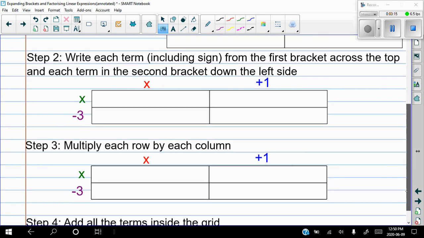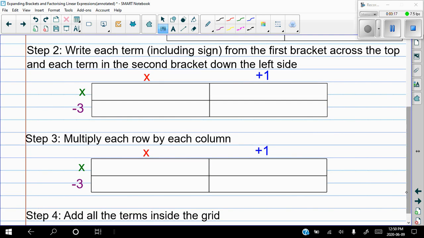So step 3, we're going to do our multiplication like we did last time. So where our row and our column meet, those two multiply. So we have x times by x, so we get x squared. Well, x times by 1 is 1x, or simply x. Then we have x and minus 3. So x times minus 3 is minus 3x. And lastly, just minus 3 times 1. Well, 3 times 1 is 3, and a negative times a positive is a negative.